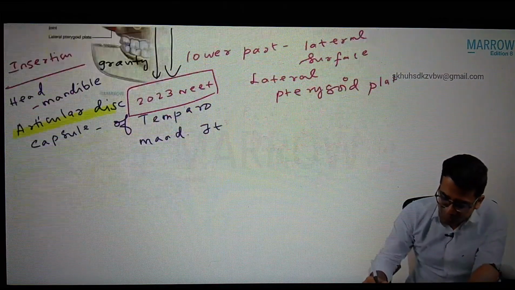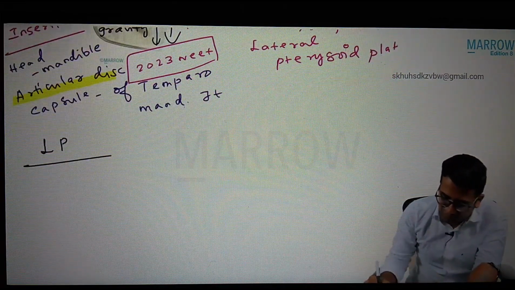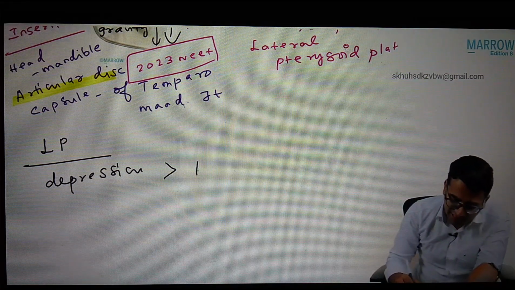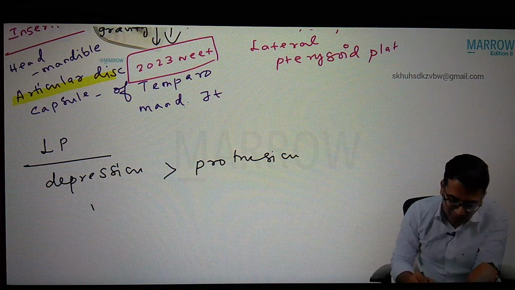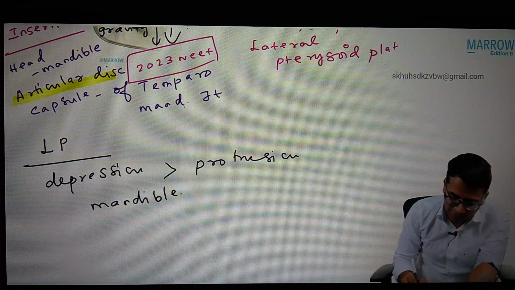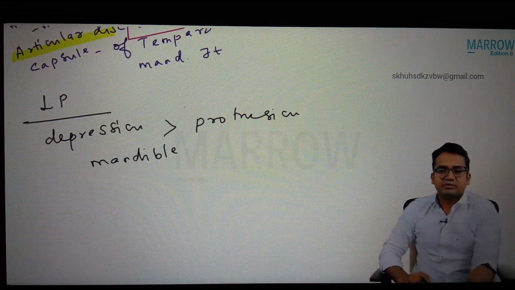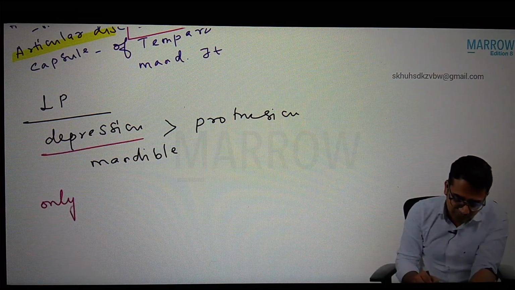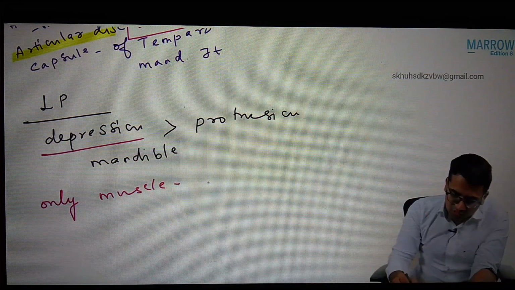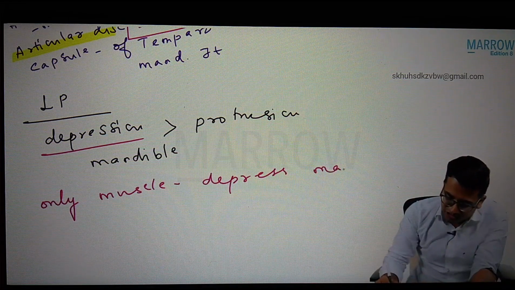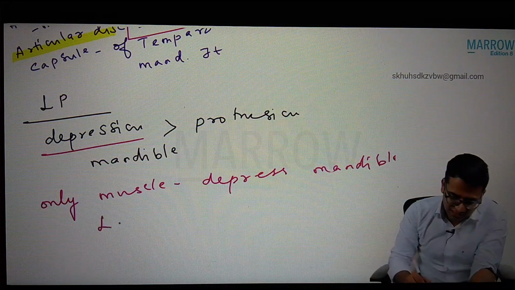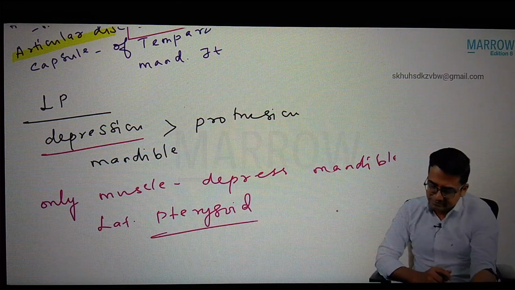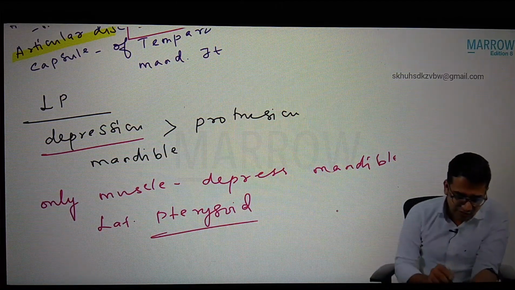Now, out of these two, what is the best action? The lateral pterygoid muscle's best action is depression of the mandible, greater than protrusion. And please remember, it is the only muscle for depression of the mandible. The only muscle which depresses the mandible. Which muscle, sir? Our lateral pterygoid muscle. Okay? Right. That's all about the lateral pterygoid muscle.